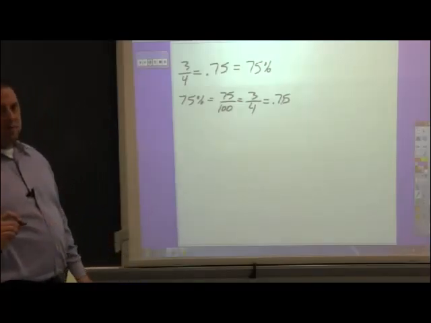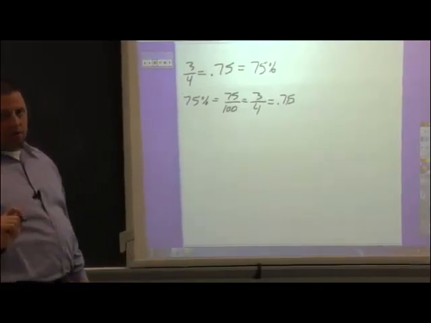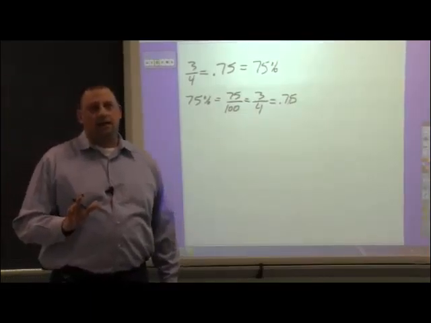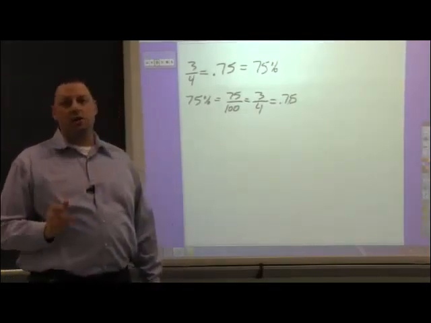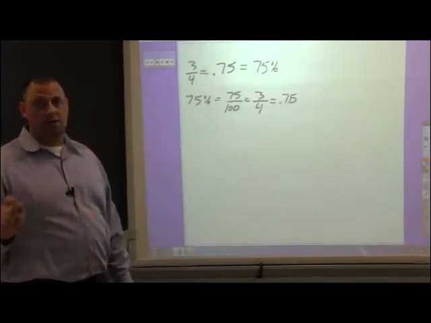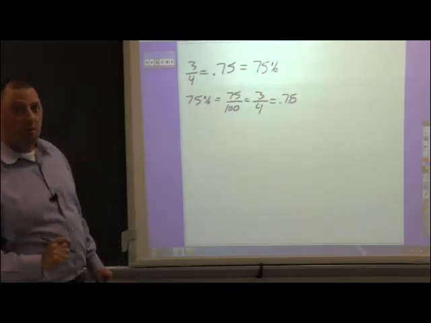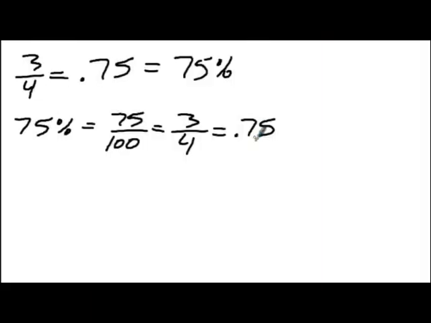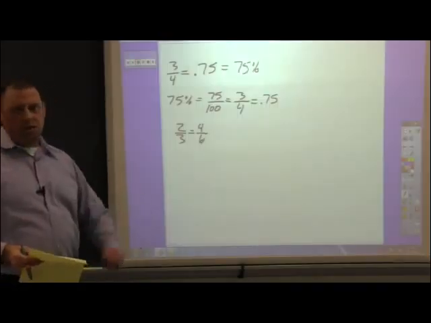Now, the next one I want to spend some time on. That's called proportion. What is a proportion? Technically, it is 2 ratios equal to each other. 2 fractions equal to each other. An example of proportion. 2/3 equals 4/6. 2 ratios, 2 fractions equal to each other. That's what a proportion is.